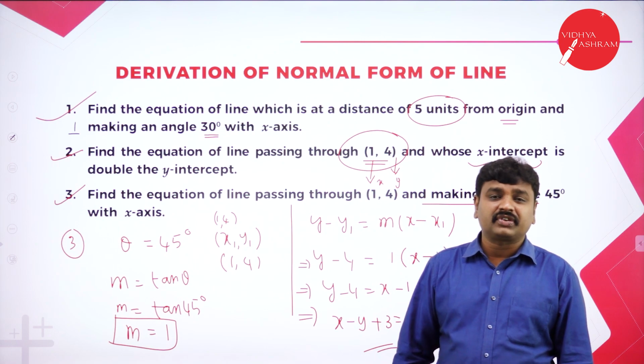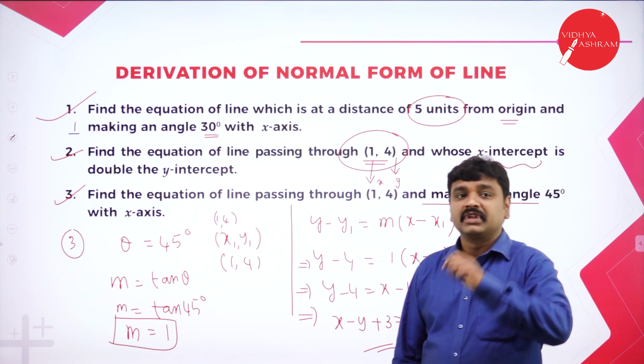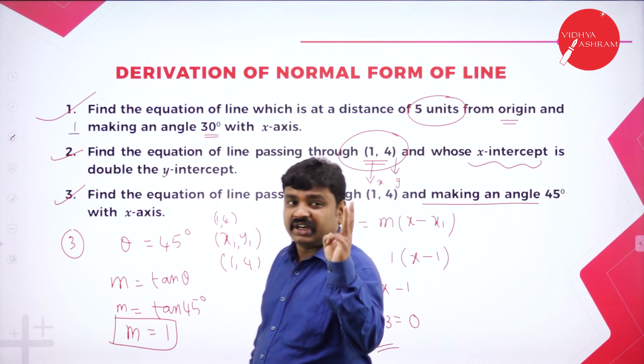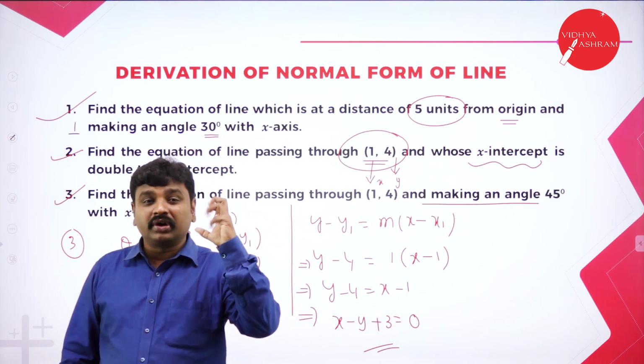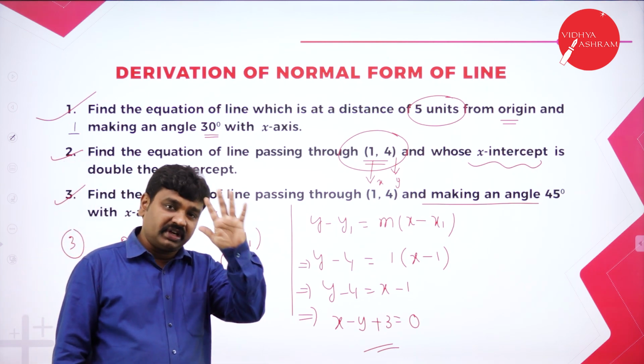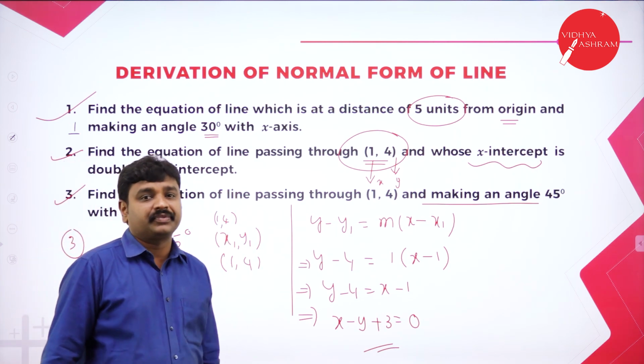Normal form of line is what? x cos omega plus y sin omega is equal to p, and then we used intercept form, then we used point slope form. So three different problems purposefully I gave so that you will recollect all the three different forms of lines. So five forms of lines we have derived, and you should be thorough with all the five forms.